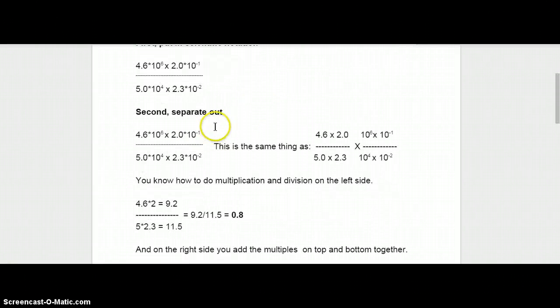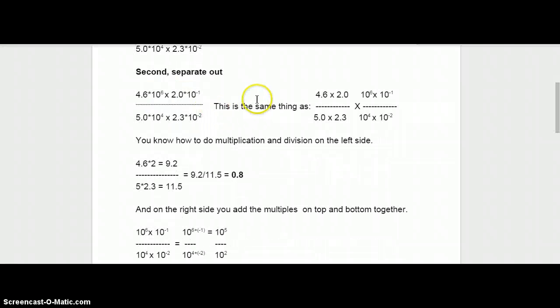The next thing you do is you separate things out. Since these are all multiplying by each other, it makes it easier if you break them apart, like this. You can shuffle these numbers around, like 2 times 4.6 is the same thing as 4.6 times 2. So you can break them apart like this, where I just took the exponents, the 10 to the power of something, and I put all of those on one side, on the top and the bottom of the division, and all the rest of them on the bottom.